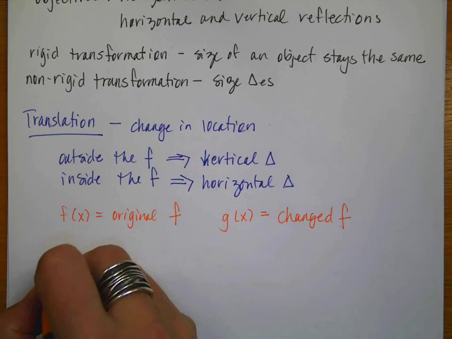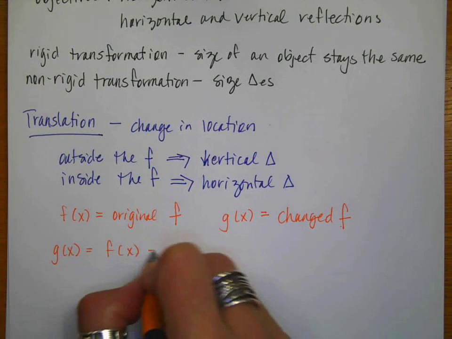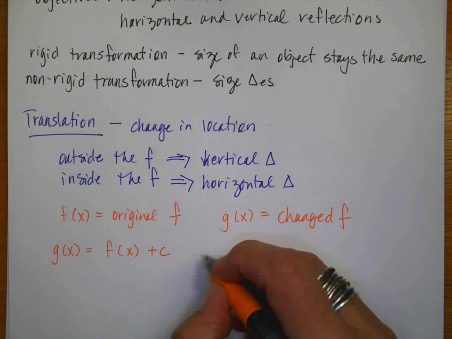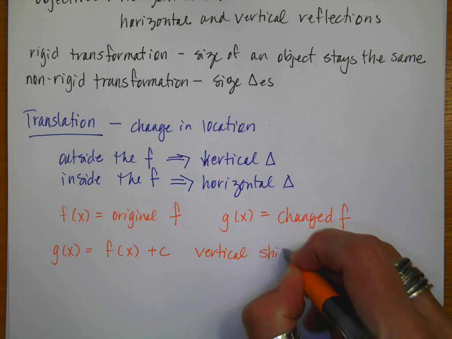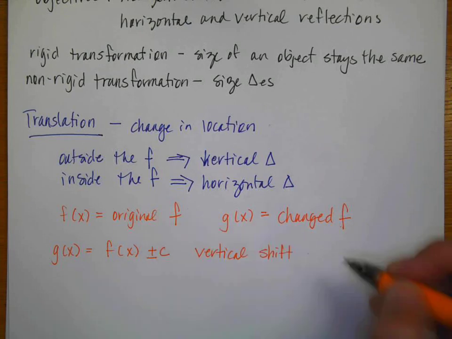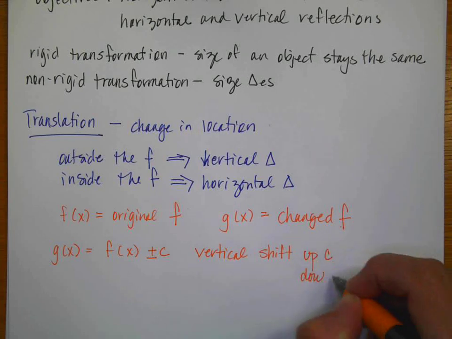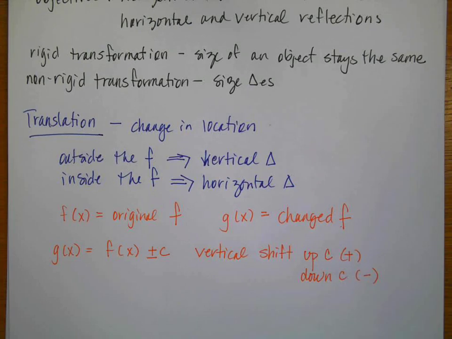All right, so if I had something that said g of x is equal to f of x plus c, this would be what I was talking about. This is what I would call outside the function. It's not inside the parentheses. So this is going to be a vertical shift, because it's outside the function, and it's going to either go up c or down c. If it's up, c is positive. If it's down, c is negative. So it's really pretty straightforward.